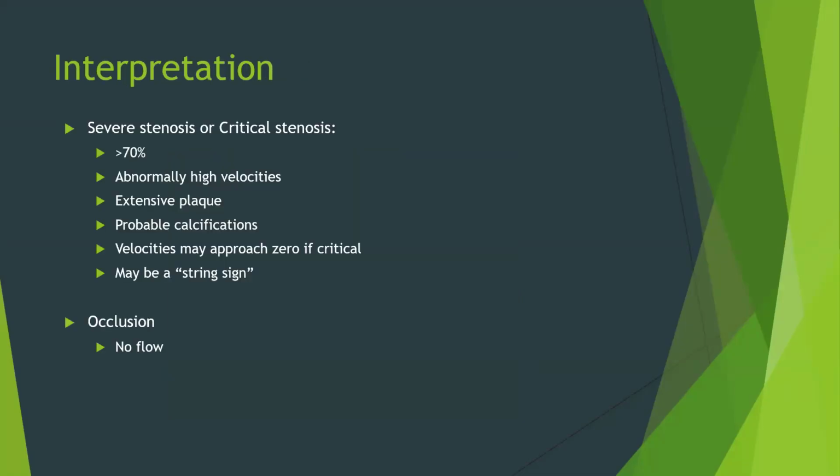So now we have our severe stenosis, our greater than 70% stenosis, okay? So we have abnormally high velocity. Now we're getting above that 230 mark, and we're getting above 100 in our end diastolic velocity. Our ratios are now above 4.0. We have extensive plaque at this point, probable calcifications, right?